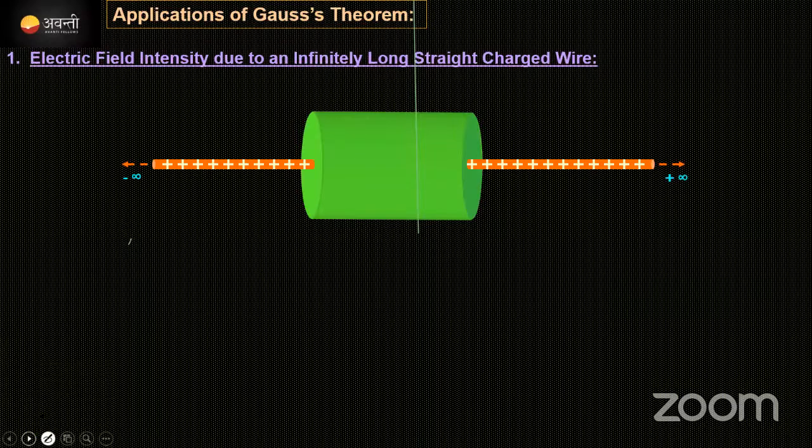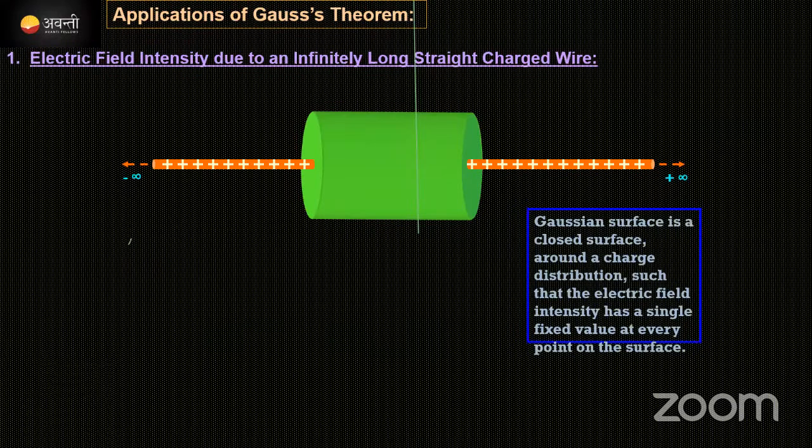Guys, for this surface, take as much area as you want, no problem. A Gaussian surface is a closed surface around the charge distribution such that the electric field intensity has a single fixed value. Every point of the surface will be the same. Whether you take this point, the top point, or this point, due to this charge the electric field intensity should be the same.